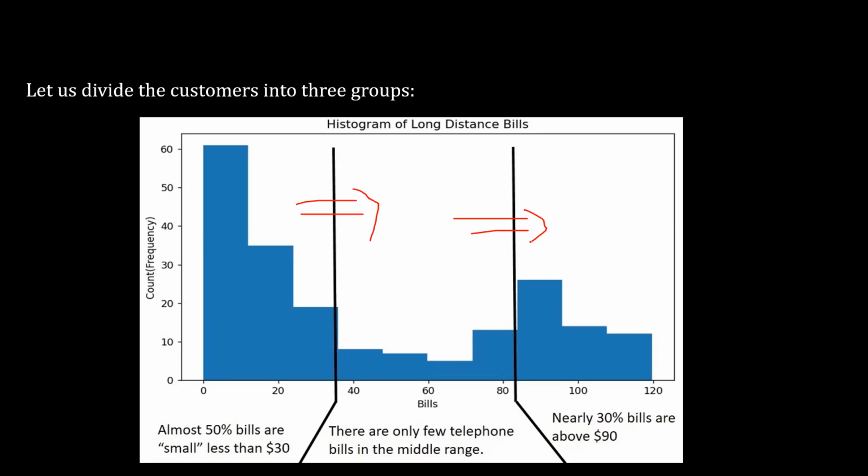So for these 30% of people, if a competitor knows that 30% of company A's people are spending more than $90 on international calls, they will come up with a new plan and say, if you are using international calls, use ours and your bill will come down to less than $80. 30% of customers will leave you overnight. Imagine any business with 30% of customers leaving and going away.